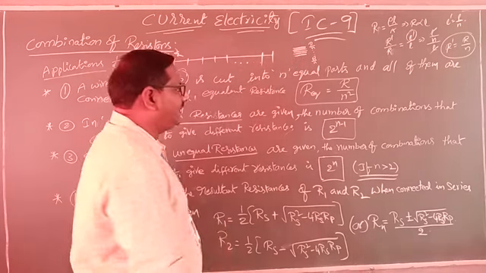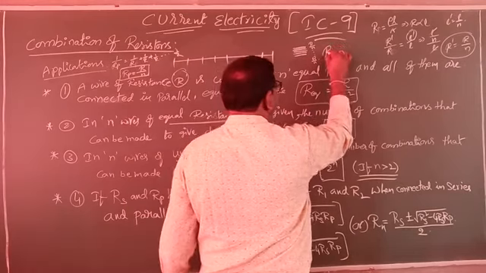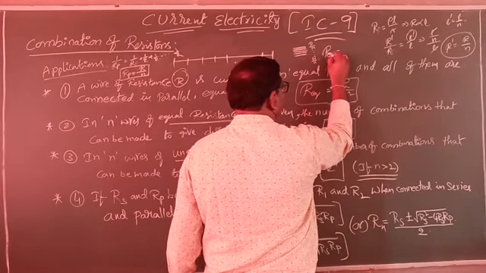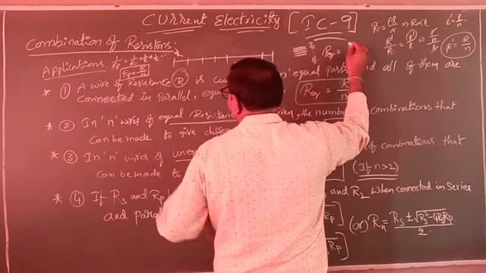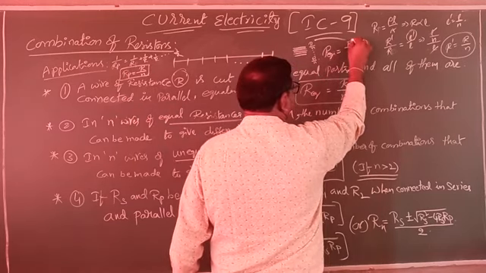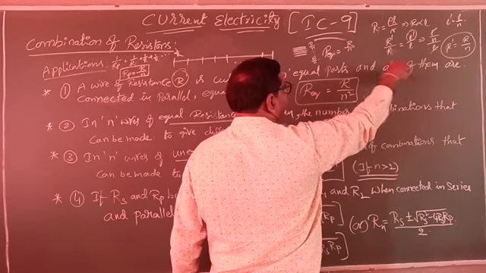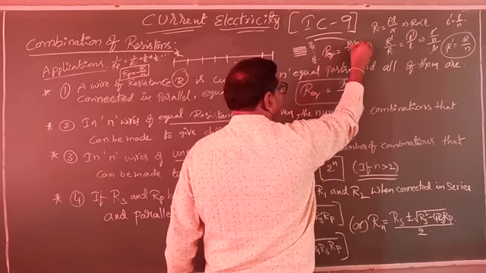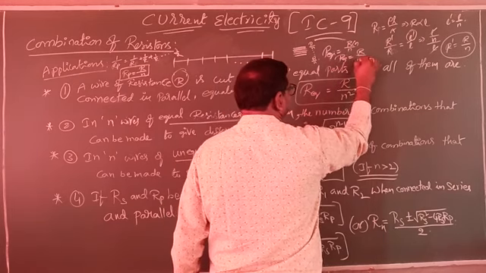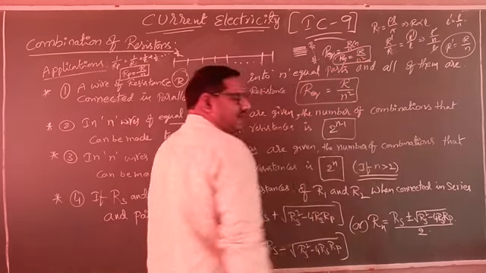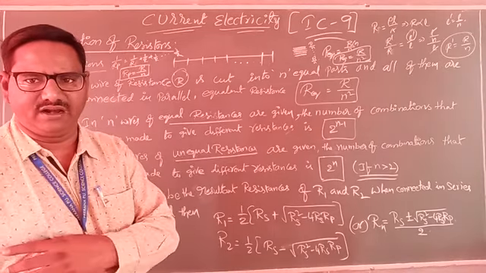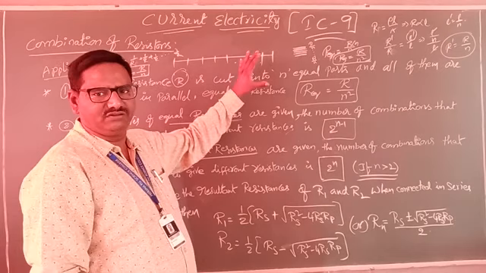Now n identical resistances, each cut equally, are connected in parallel. Then the effective resistance R equivalent, with the formula R by n, where each resistance is R dash equal to R by n, so R equivalent equals R by n square. That is R by n square. At Mains level you derive it like this. Clear? Very simple.